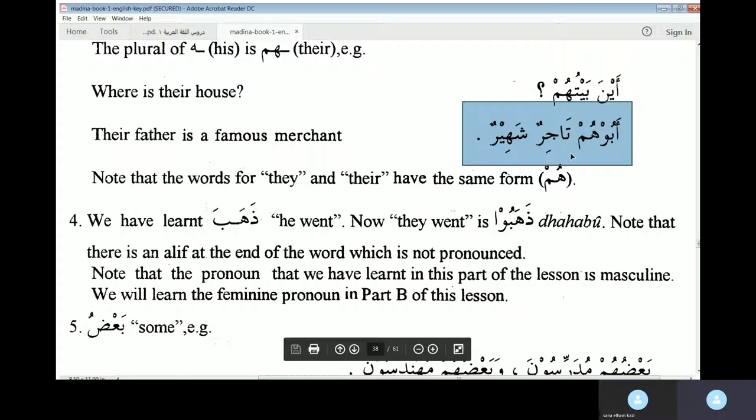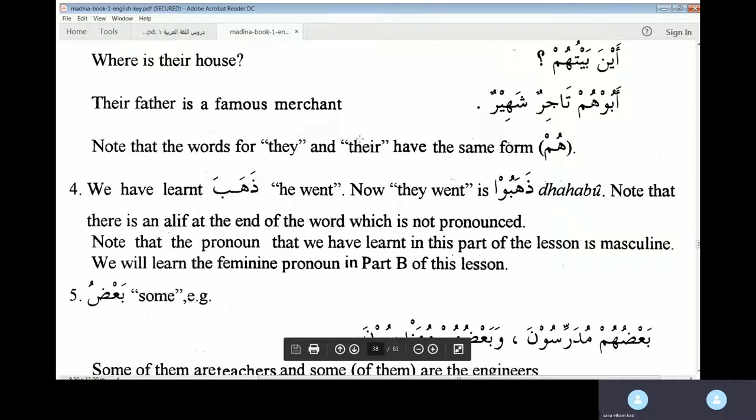What is Naat and Manut in this sentence? In this, Tajirun, Shahirun. Tajirun is Manut and Shahirun is Naat. Manut always comes first. Naat is adjective and Manut is noun, right? Yes. Manut is the one whose quality is expressed. Jiski tarif ki jaye usko Manut kehte hain. Note that the words for they and their have the same form.